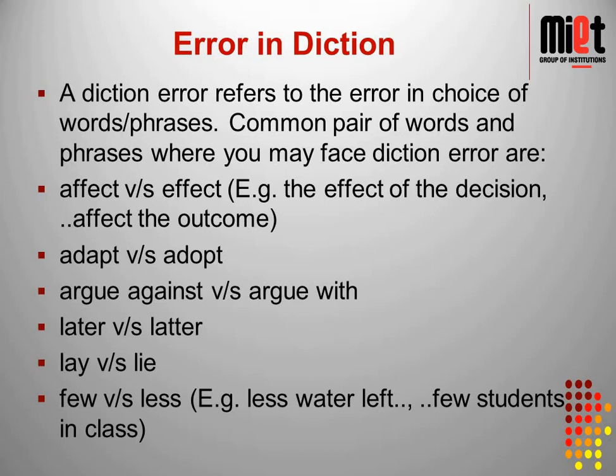So these words should not be misused. Next is adapt and adopt. We should have clarity of usage of the words, right? Adapt and adopt, argue against and argue with, later and latter, lay, lie, few, less. For example, less water left, few students left in the class.